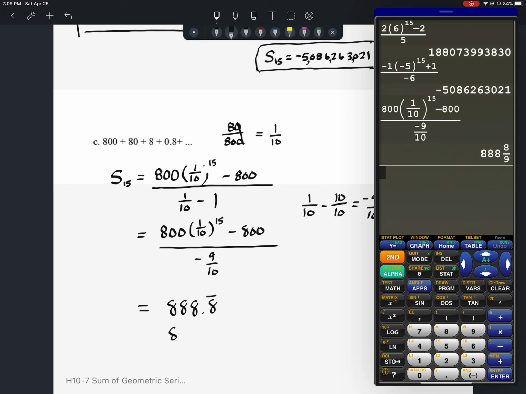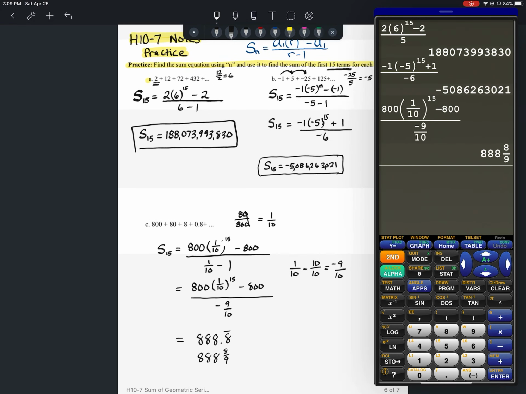You could say 888 and 8/9 if you wanted to. I wouldn't be mad. You're actually going to learn about dealing with those repeating decimals in the next lesson next week. So those are a couple practice problems there for you.